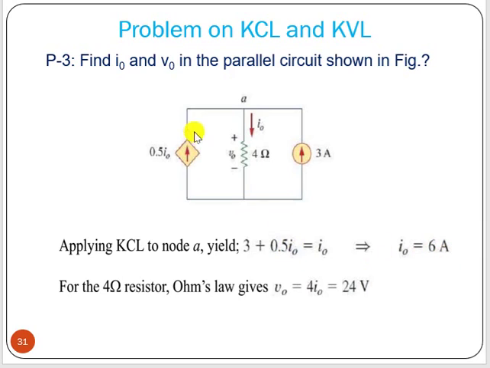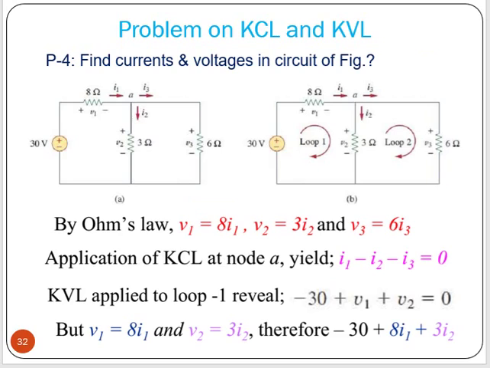Now what is V0? Nothing but 4 into I0, 24 volt. Why is it positive? Because current is flowing from the positive to the negative terminal. So it is positive. I is also fine, there is no problem, because the polarity of the voltage across this resistance is the same as the current.